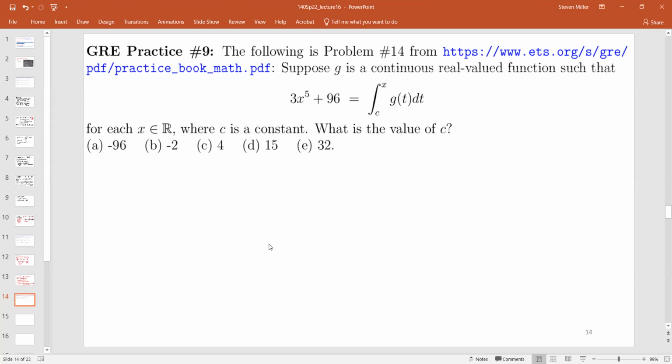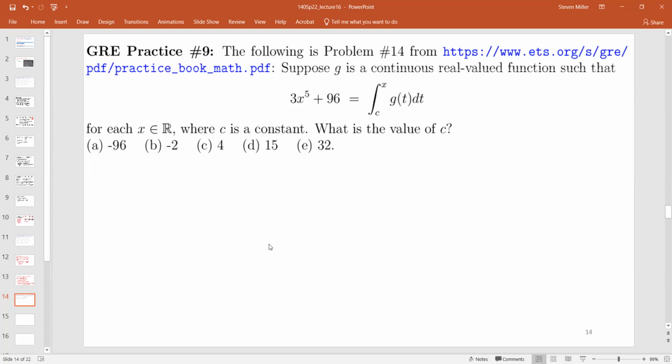So one possibility is to try to find what is the function g. Another one is, remember that the point of this problem is not to find g, it's just to find what value of c works. This has to hold for all values of x. What might be a really good value of x to try, where the integral is going to be really easy to do? Nope, it's not 0. 0 is not a bad try, but it's not 0. Look at this integral. I'm integrating from c to x. What choice of x will make this integral really easy to evaluate?